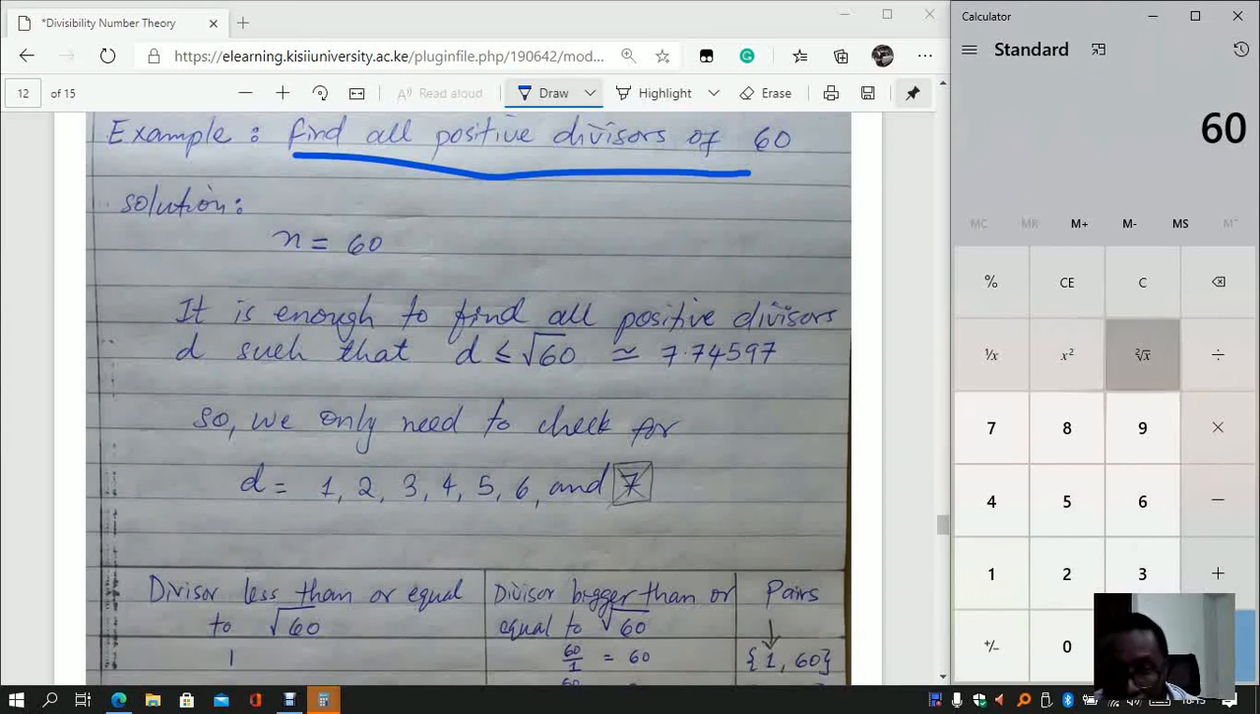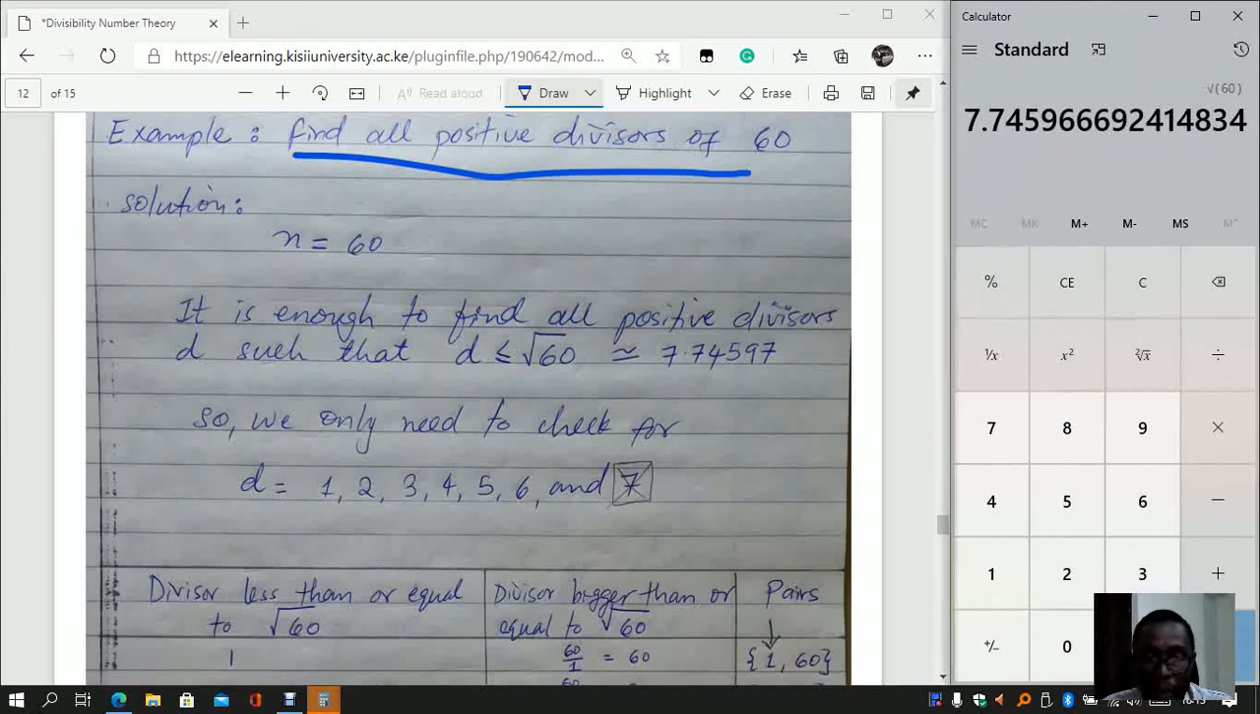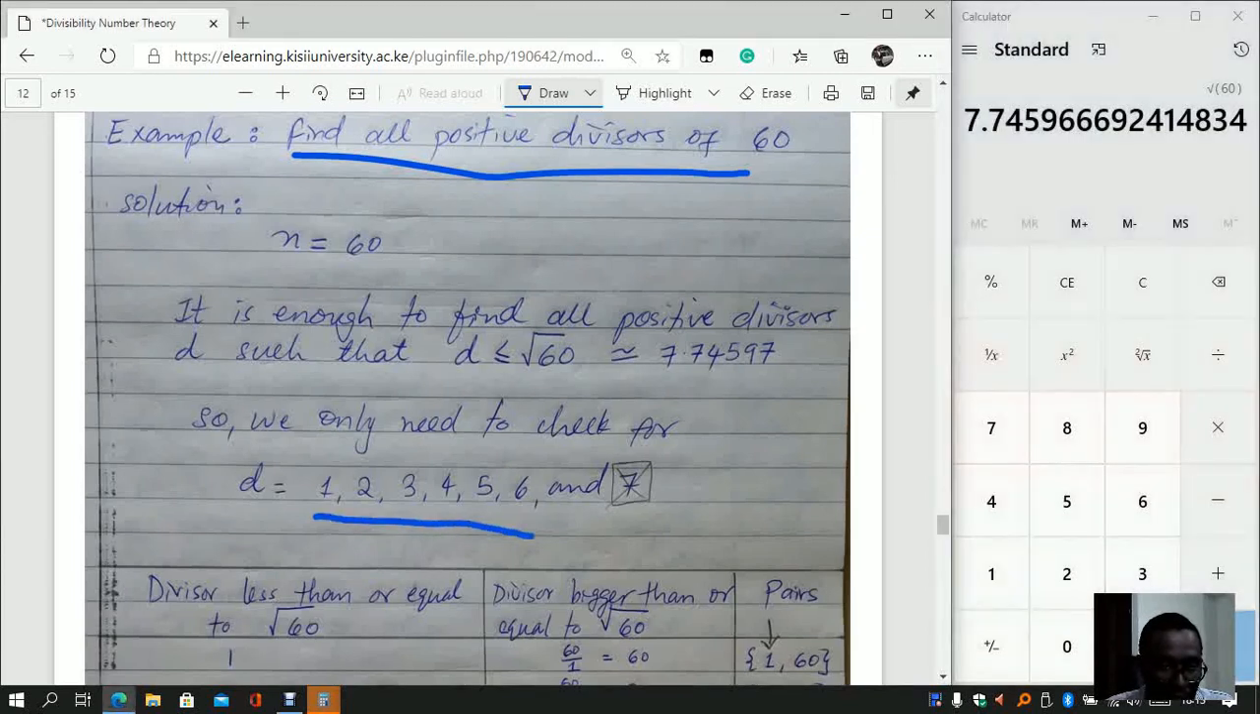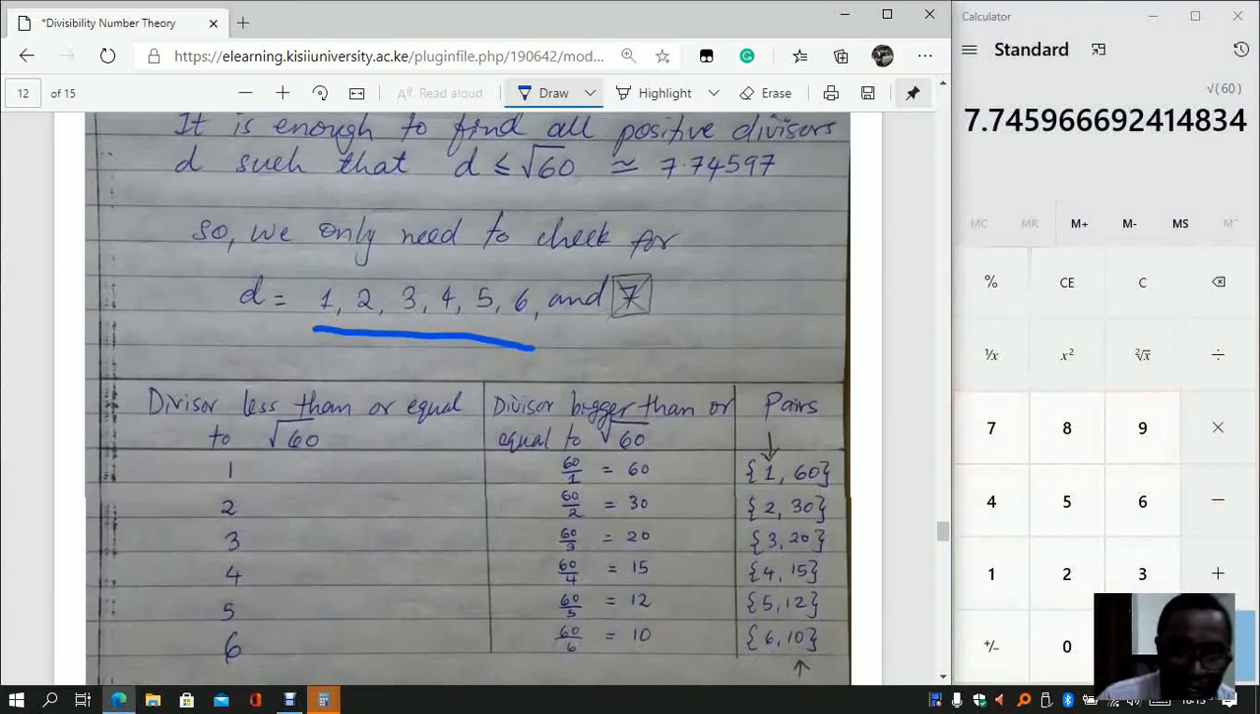Where is the square root? Okay, it's just right there. It's 7.74, and all these long numbers. So we know very well that one of the numbers is supposed to be less than 7. So we will need to check for 1 to 6 only. We don't need to check the 7 because it's actually above what we are trying to look for.